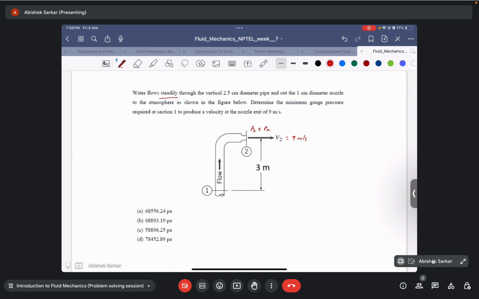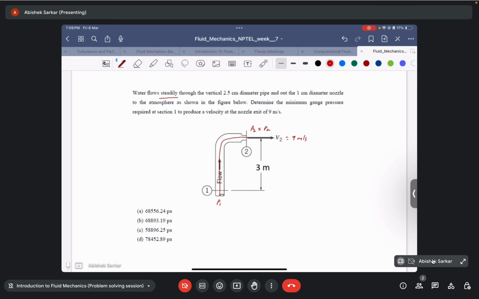So we need to find the pressure at point 1 that would generate a velocity of 9 meter per second at the exit. Okay, so here, since it is mentioned that the flow is steady, we can directly apply Bernoulli's equation considering a streamline from point 1 to point 2. Okay, we can consider a streamline from point 1 to point 2 and then apply Bernoulli's equation to find the pressure at point 1. Okay, and obviously mention the required assumptions as well.